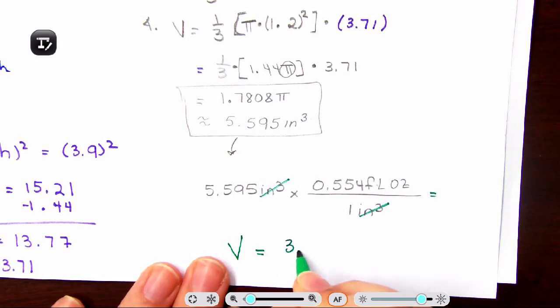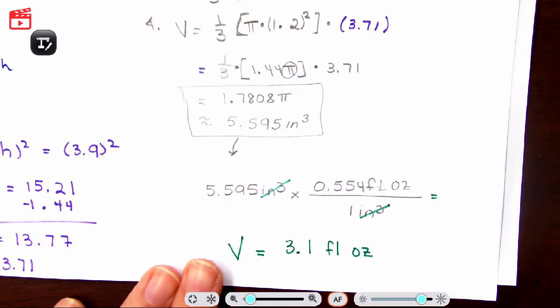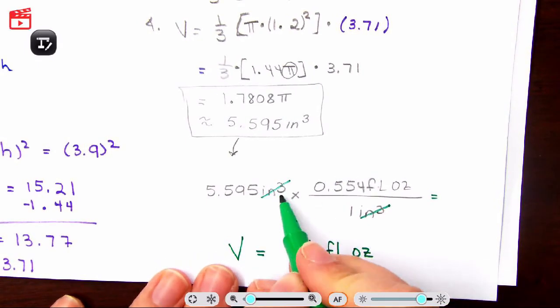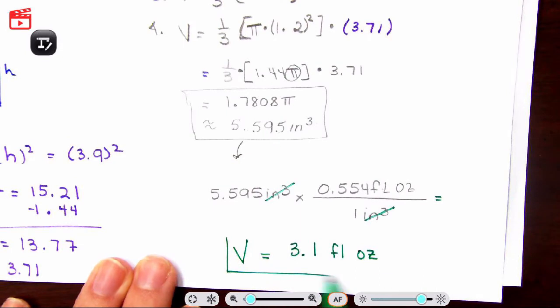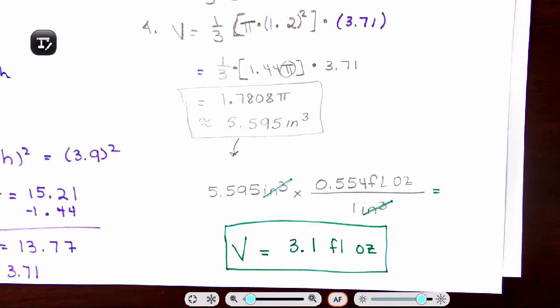I have 3.1 fluid ounces. Now again, we don't have to cube this because we've already accounted for our units being cubed. Once we convert it, we've converted it out of our cubed units. Here it is. That is your volume. All right, let's go ahead and move on to example number 2.